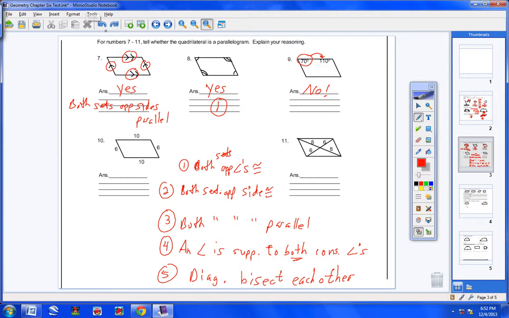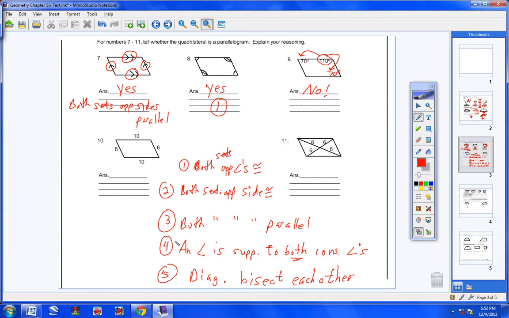An angle must be supplementary to both of its consecutive angles. Let's take a look at 110. Yes, 110 is supplementary to 70, but I have to know there's also a 70 down here. And then if there was a 70 here, which there wasn't, but if there was, then this angle here would also have to be supplementary to that angle.